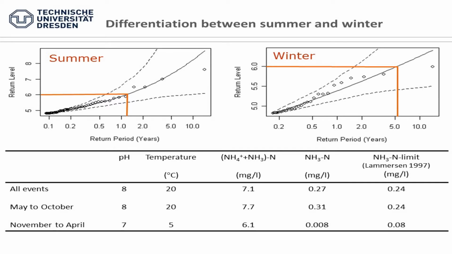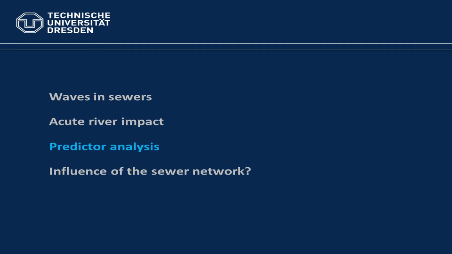I will skip that. You can distinguish between summer and winter. You get different return periods for the same concentration events, and what you can do then is you can look at certain threshold value approaches, which are different in many countries, if they exist at all, and you will see that there are many other factors influencing the result, whether it's decisive for the receiving water or not.